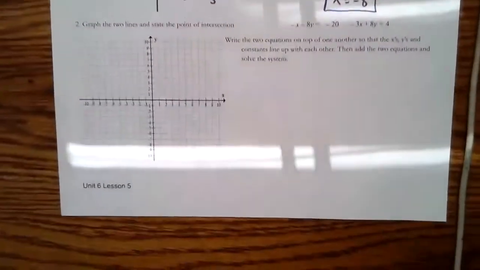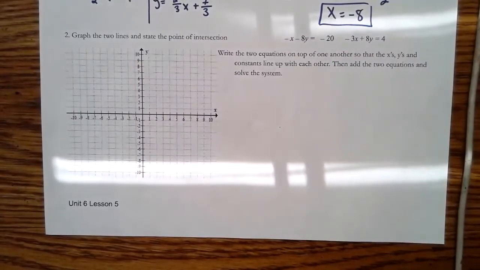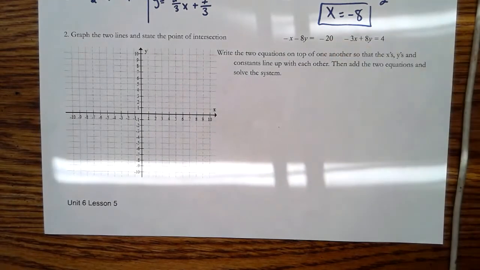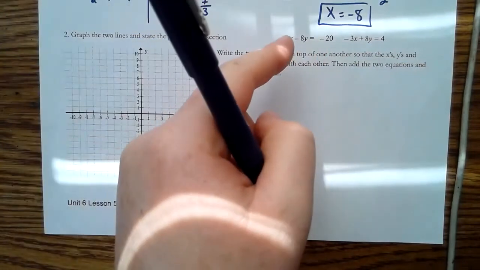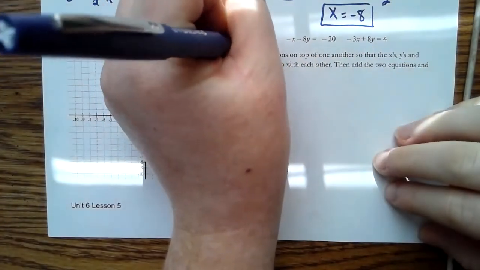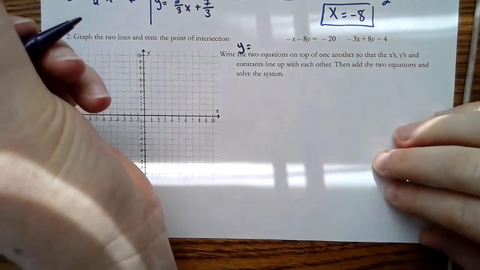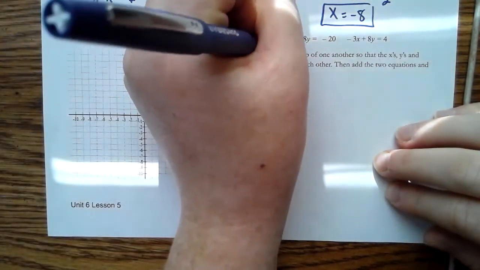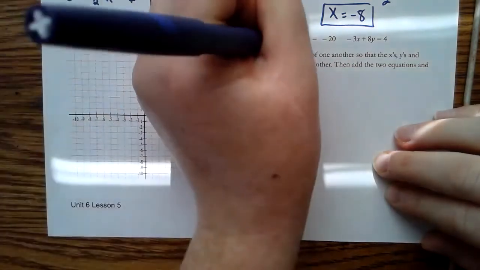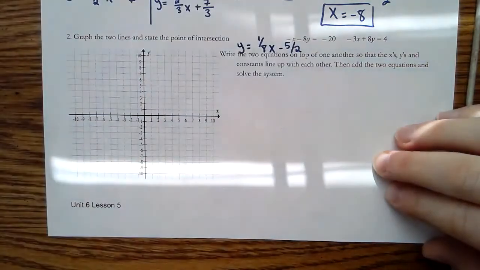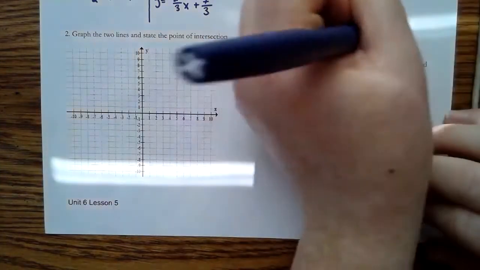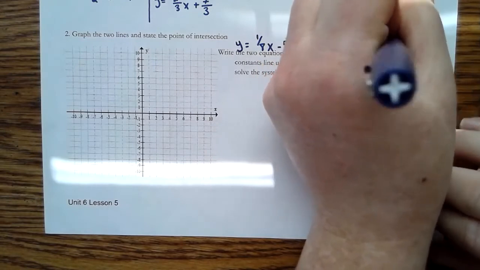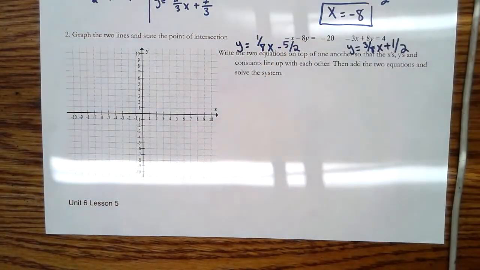Okay, moving on. I'm going to solve these. I'm going to rewrite these. So this would become, if I add the x over and divide by 8, y equals 1/8 x minus 5/2. And this one would be y equals 3/8 x plus 1/2. So these are really weird to graph.